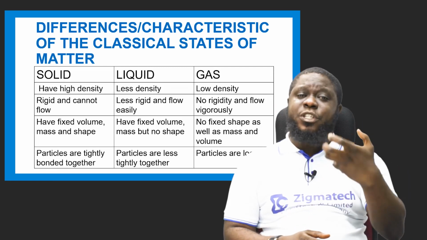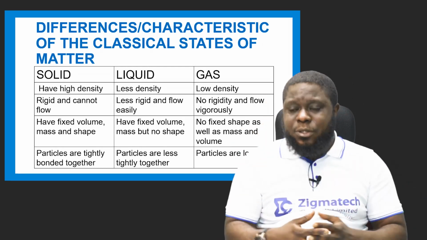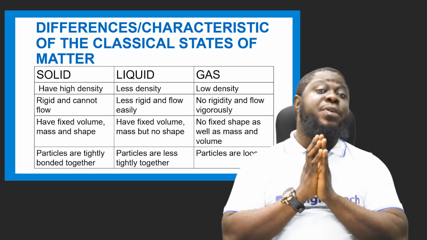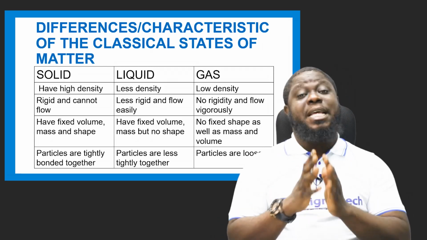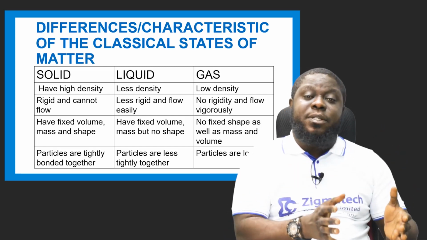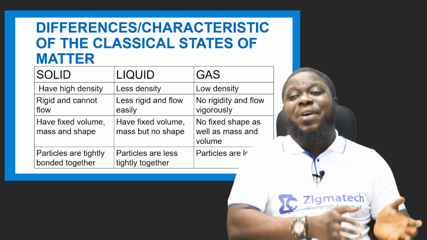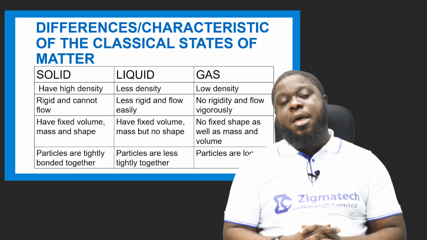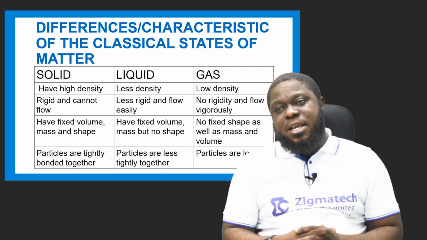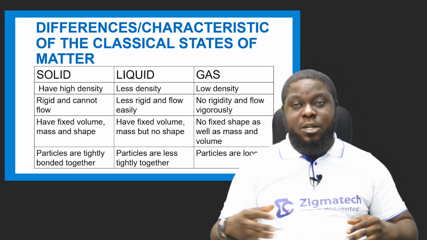In essence, if they don't have a shape, they cannot give you a particular mass and they cannot occupy a particular volume at a given point in time. Their particles are not fixed. If they occupy a volume of 25 kilogram in this container, by the time we transfer it to another container, it will be lesser because in transferring, they escape vigorously. Their particles are loose, so they are not clinched together.